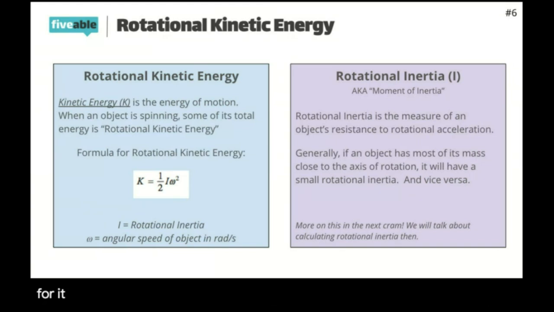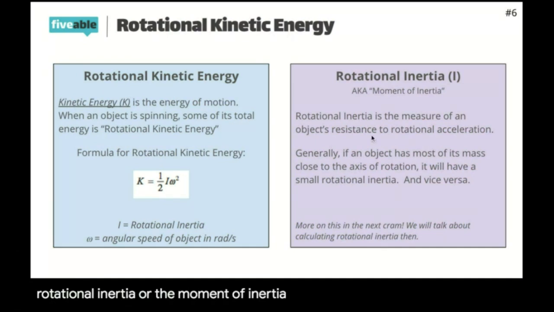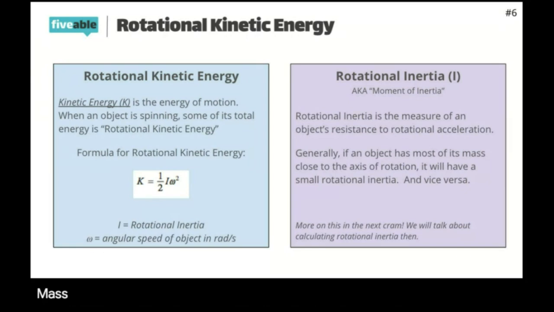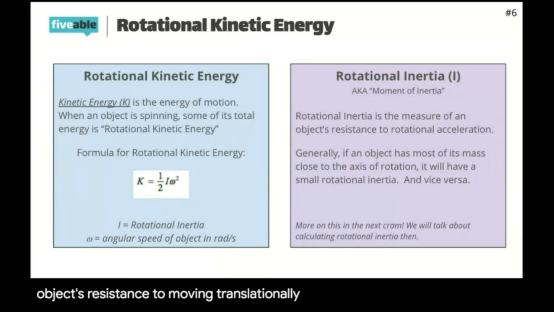The formula for it is K for kinetic energy, equal to 1/2 I, something called the rotational inertia, or the moment of inertia, you see it's over here, I'll talk about it in a second, and then angular velocity squared. So rotational inertia is basically like mass, but going in a circle. Just like regular inertia is the measure of an object's resistance to moving translationally, rotational inertia is the object's resistance to moving in a circle.